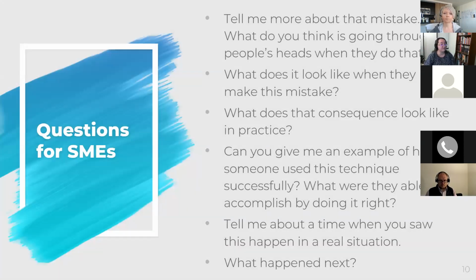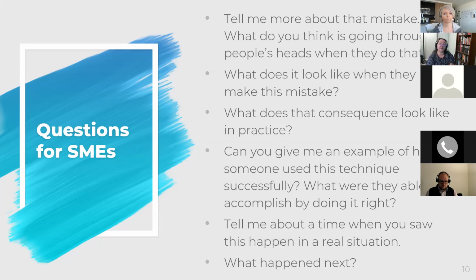So you can think about all of these questions for SMEs. Sometimes the SMEs have a really hard time switching from talking about abstract principles to describing behaviors. And so if you ask about mistakes and consequences and they give you these broad answers, keep probing. And you may have to ask the questions a couple different ways. So you can use things like, what does it look like when they make the mistake? That's again that photo test from Julie Dirksen. So what does that consequence look like in practice?